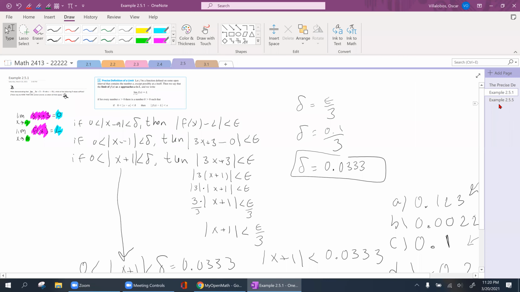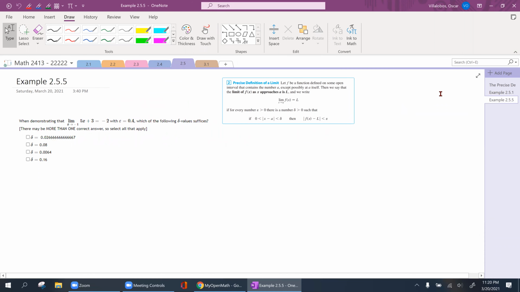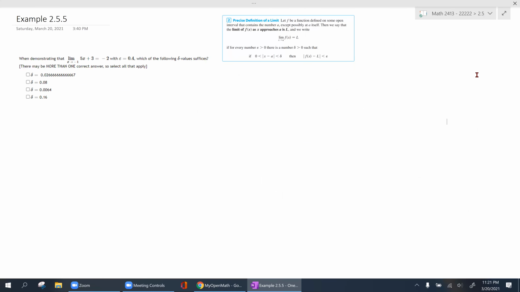Let's go ahead and do another example. We're going to apply the same thing, and here I've given us a few options. So the first thing I'm going to do is write out this limit as x approaches -1 with my function being 5x plus 3 is equal to -2.